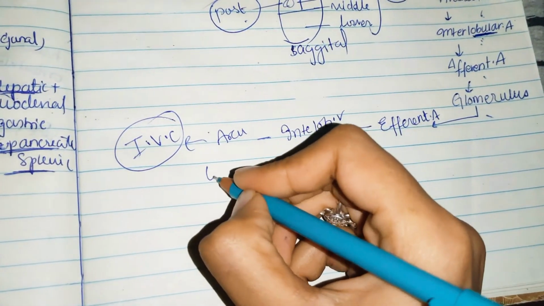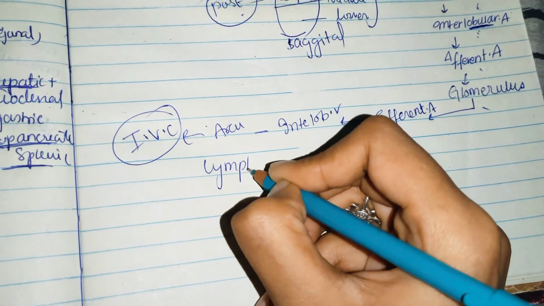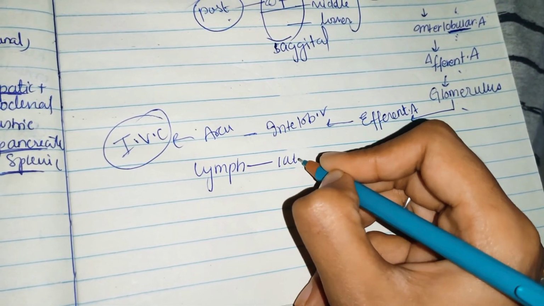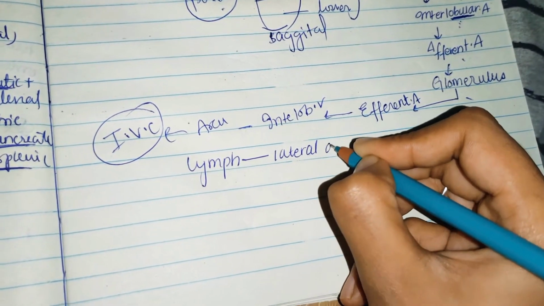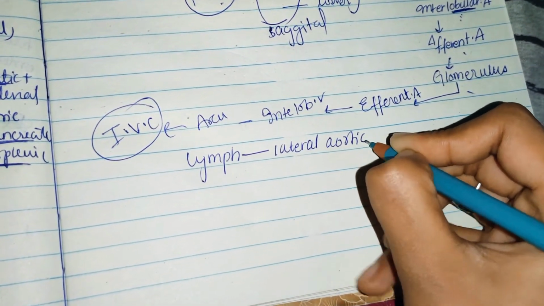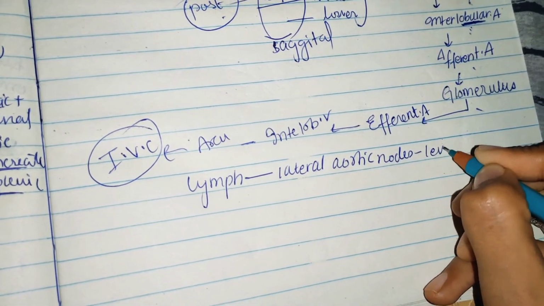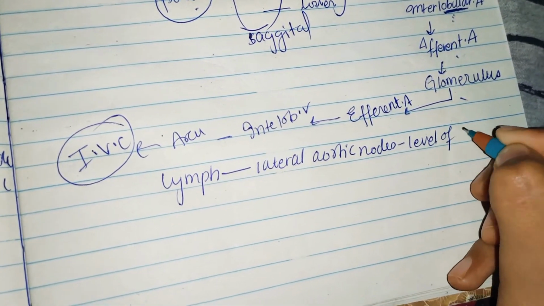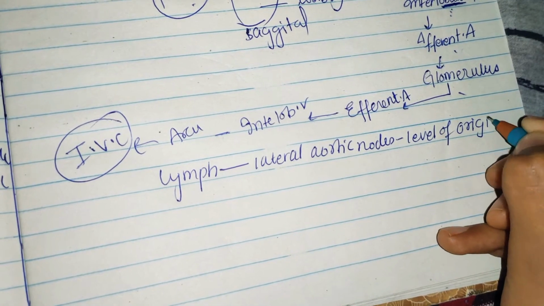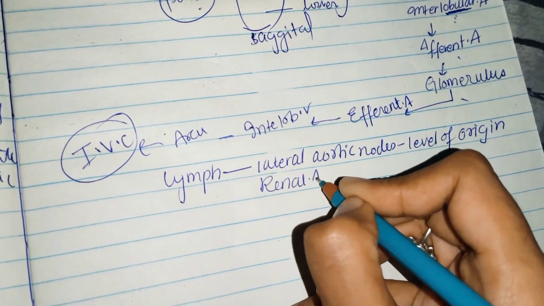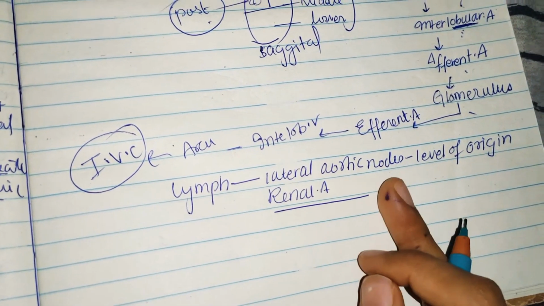Now let us see the lymphatic supply. Lymphatic drainage is to the lateral aortic lymph nodes, which are at the level of the origin of the renal artery. So where the renal artery originates, there the lymph will drain.